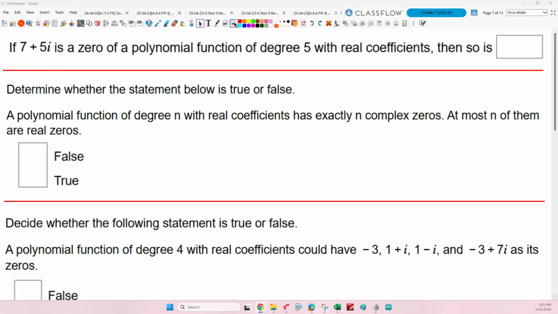Okay, if we look at the top part, if 7 plus 5i is a zero of the polynomial, so is what? Yep, 7 minus 5i. Okay, so the next one: a polynomial function of degree n with real coefficients has exactly n complex zeros. At most, n of them are real zeros. I'm going to go true. Why? Wait, you're right, but why?